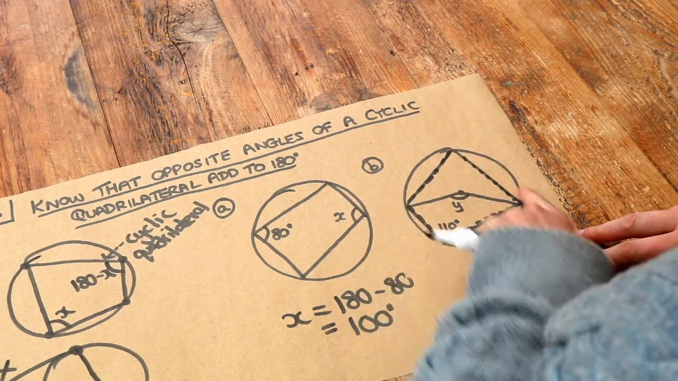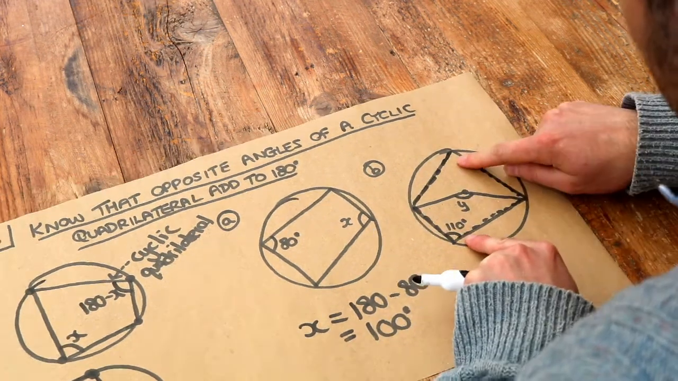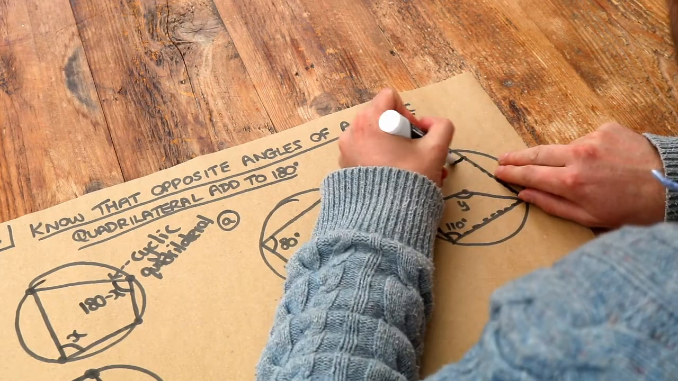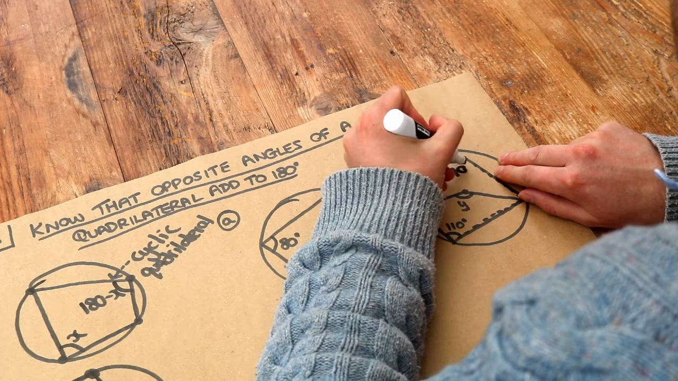So this is where we can use our circle theorem. So opposite angles of a cyclic quadrilateral add to 180. So if that's 110, this angle up here would be 180 minus it, which is 70 degrees.